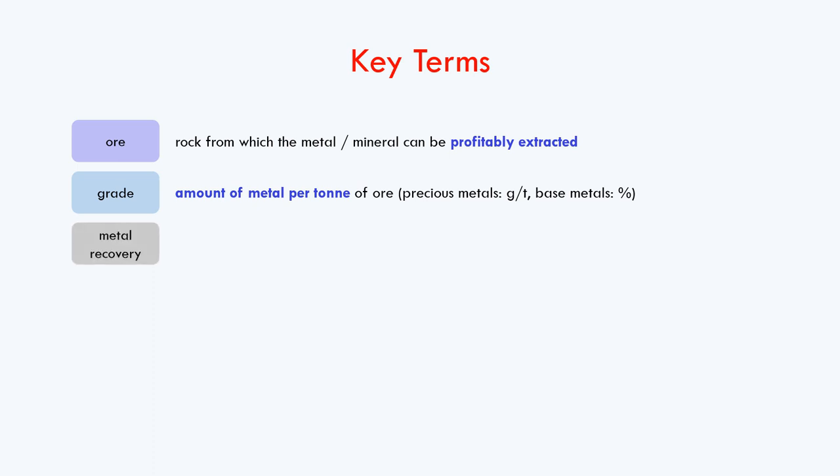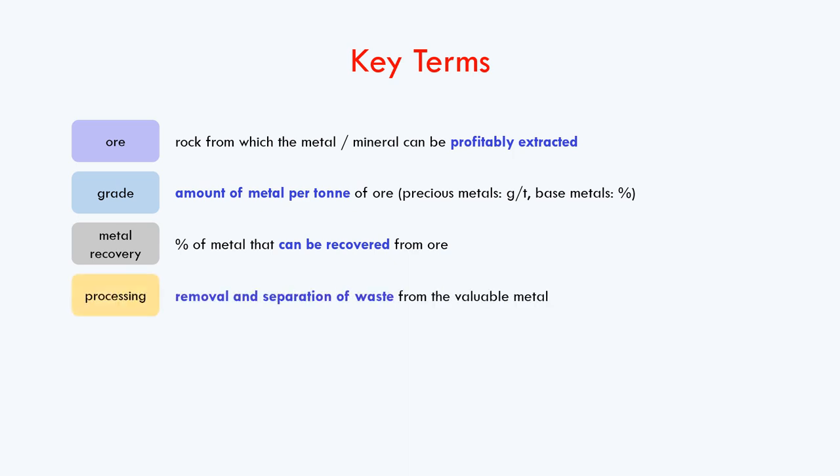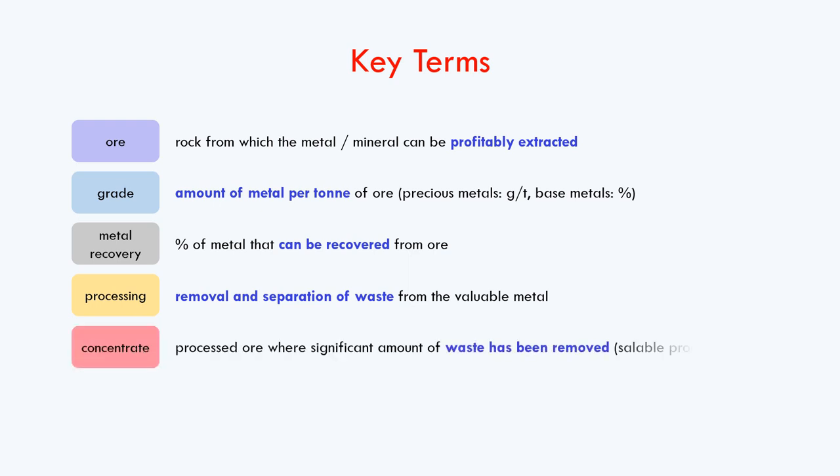Next is metal recovery, which indicates the percentage of the metal that can be recovered from the ore. Typically, we can recover up to 95% of the metal from the ore. Obviously, this depends on the metal and the recovery method used. Processing is the removal and separation of waste from valuable metal. The processing is a method that almost all the mining projects employ to produce either pure metal or concentrate. And the concentrate is a processed ore, where a significant amount of waste has been removed. The concentrate is a product that we can sell to the customer.